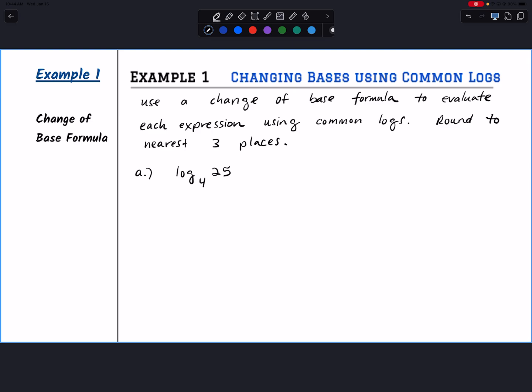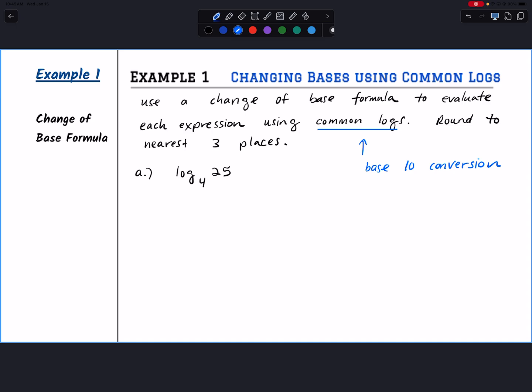So my question to you guys, common logs. What base do we use if we use common logs? 10. So in the box above, you guys agree that's going to be the second formula? Okay. So common logs, that means that we want a base 10 conversion. So that looks terrible. I'm going to rewrite that. Conversion. Okay.